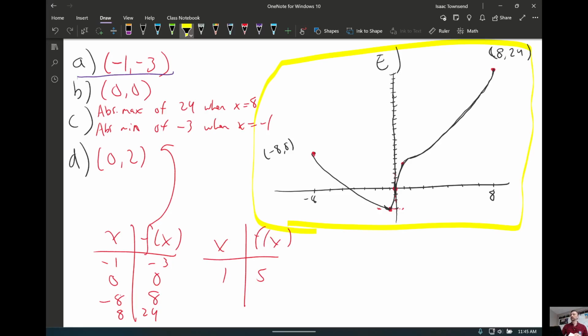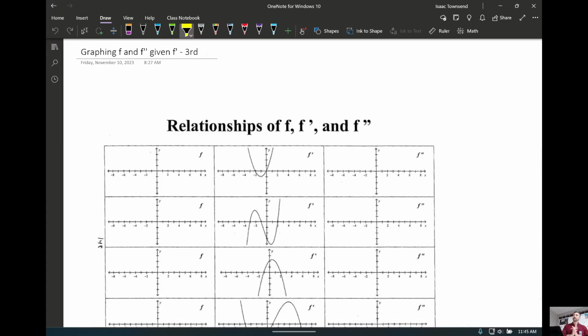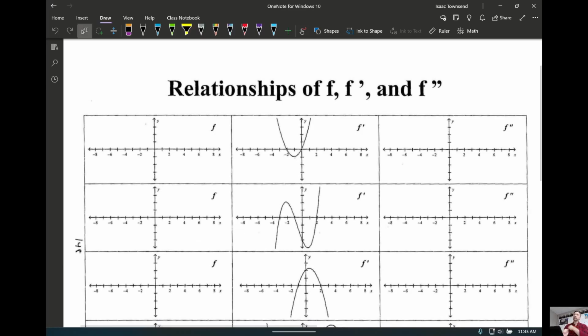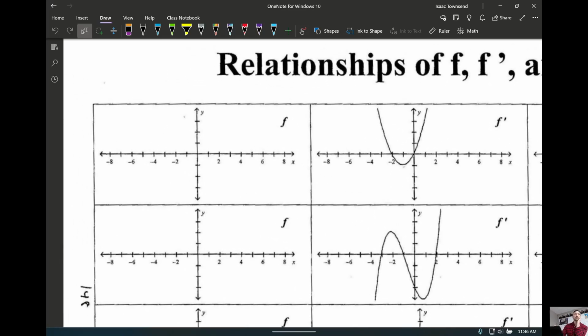Is there anything you'd like to ask about part E before I take it away? Okay, then the next one we're going to look at is graphing f and f double prime given f prime. So this is not new information, but we're just trying to focus and get a little bit better at some of the stuff that we've been using recently. So first, let's just focus on f prime to f.